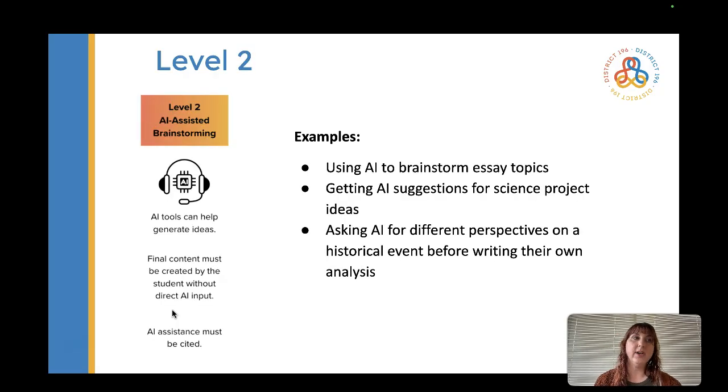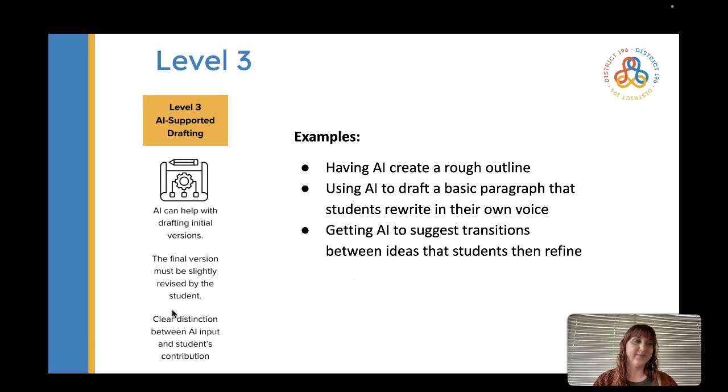At level 2, students can use AI to generate the initial ideas, but the final content must be generated entirely by the student. Examples would include using AI to brainstorm essay topics, getting AI suggestions for science project ideas that they then expand on, or asking AI for different perspectives on a historical event before running their own analysis. Remember that AI assistance must be cited, and there's a clear line. Here, AI is able to help with ideas only, not with the actual content creation.